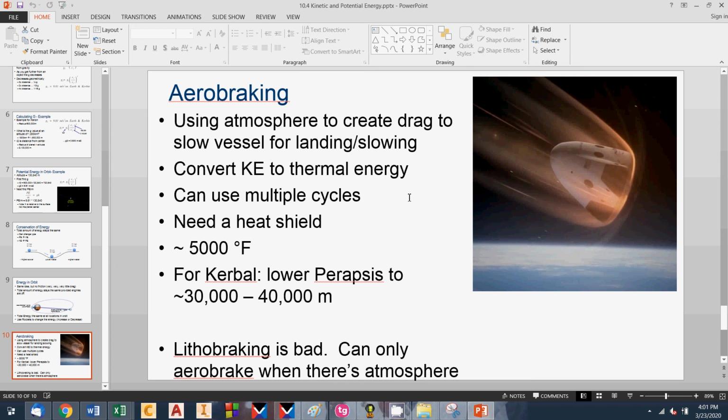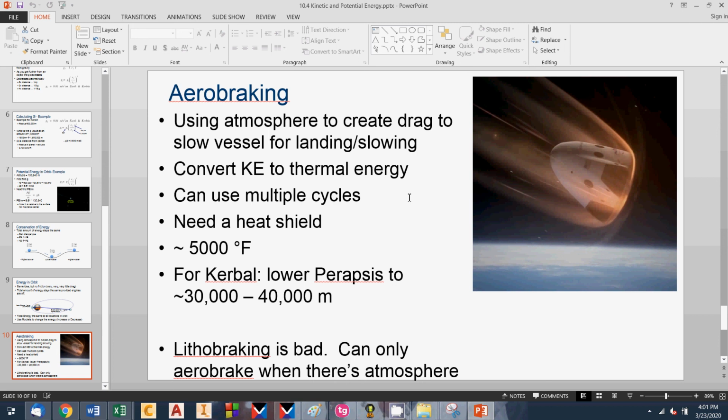Sometimes you do this in multiple cycles. They'll come around once and catch the very top of the atmosphere and slow themselves down a little bit. And the next time you go a little bit deeper into the atmosphere and it slows down a little bit more. And over a couple cycles, around a couple orbits, they'll land. Sometimes you can do it all in one shot.